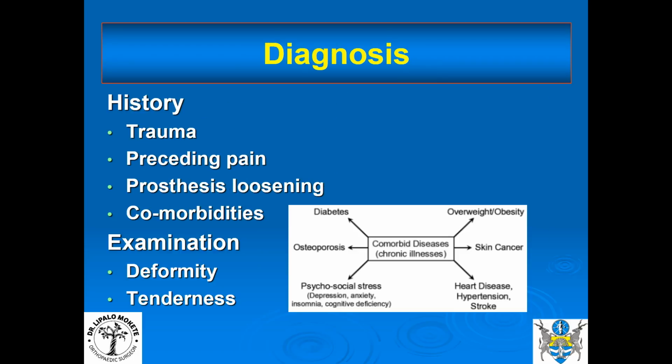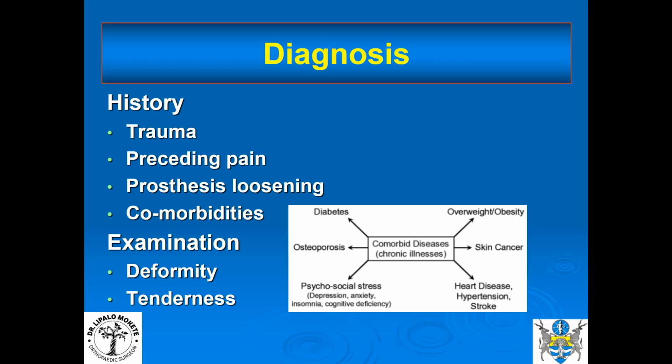The diagnosis, so there may be a history of trauma. We may know that the prosthesis is loose. These patients are old patients. They have comorbidities. When you examine the patient, there may be deformity, there may be tenderness.